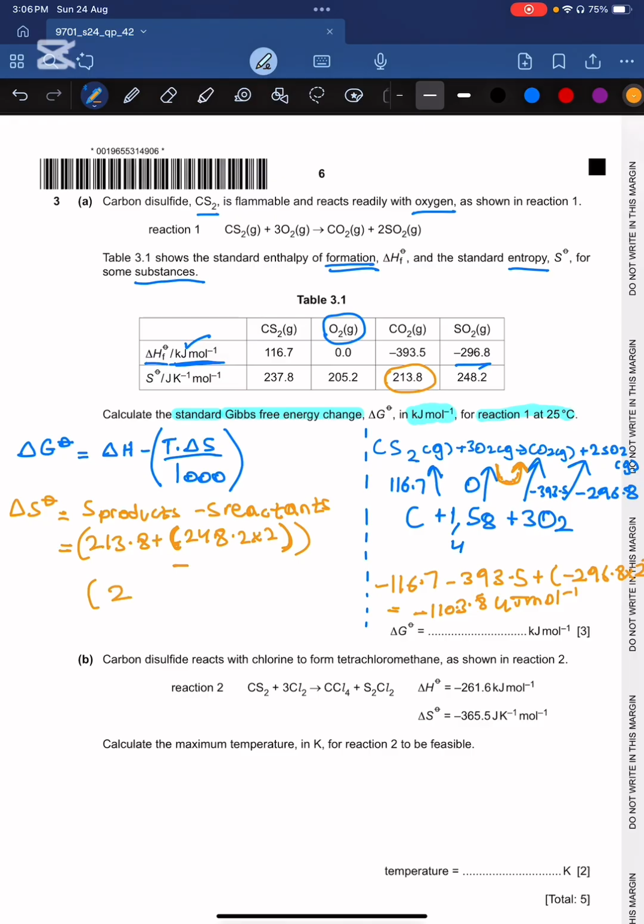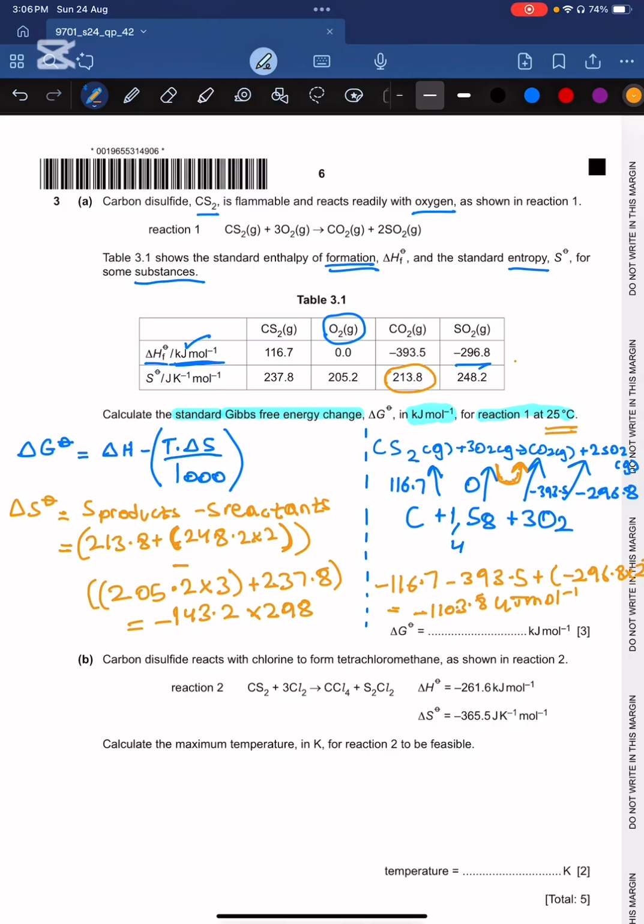What is the entropy of the reactants? It is 205.2 multiplied by 3 plus 237.8. What does that give me? This gives me an overall answer of minus 143.2. And now I have the entropy change. I just simply multiply by 298. What is 298? It's the temperature in Kelvin. The temperature always needs to be in Kelvin.